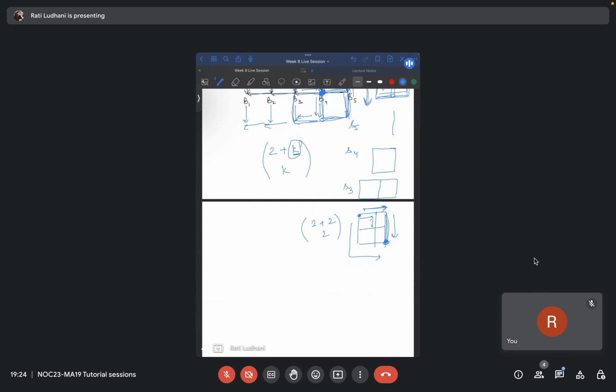So the main point is, when you touch the lowest line, the lowest row, then there is only one possibility, because you have to go towards west, right? That is the main thing which is not allowing you to have multiple options after that. So you just need to touch this line. So this will be exactly 2 plus 2 choose 2. Is that clear?